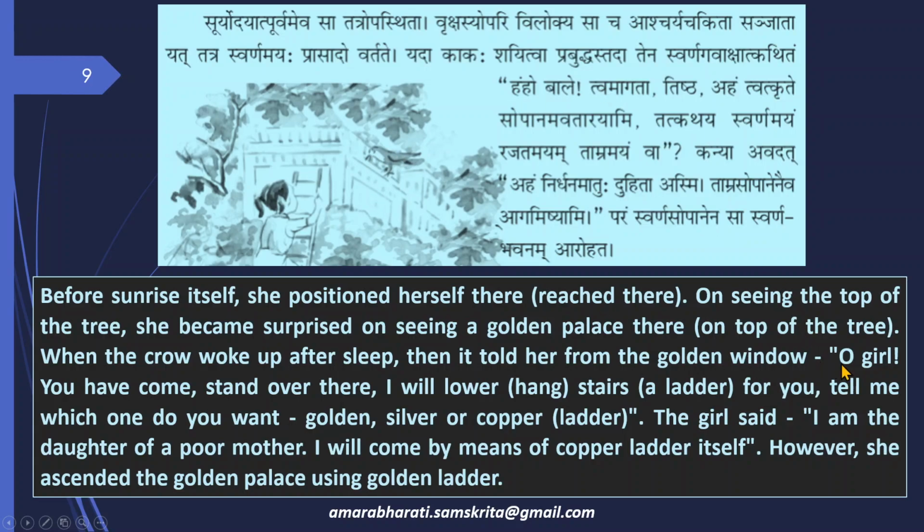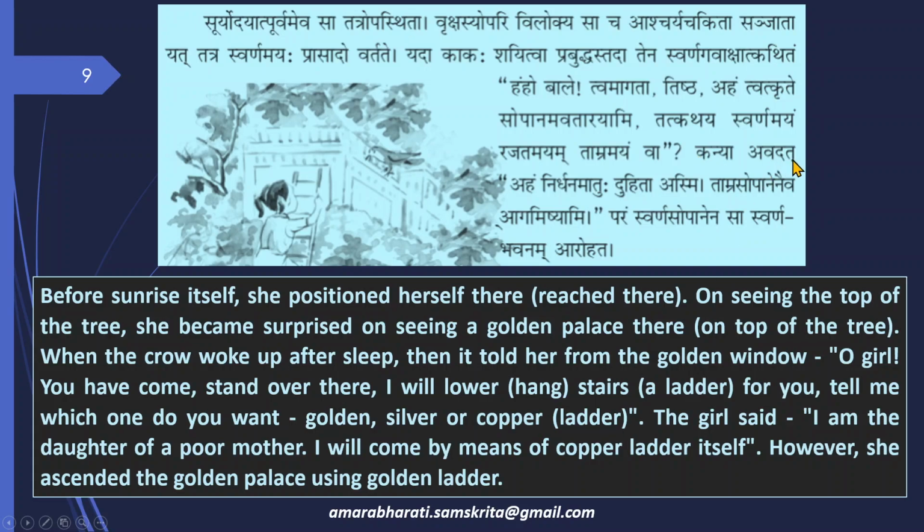Hamho Bale, O girl, tvam agata, you have come. Tishtha, stand over there. Aham tvatkrite sopanam avatarayami. I will lower or hang stairs or a ladder for you. Tat kathaya, tell me. Swarnamayam, rajatamayam, tamramayam va. Which one do you want? Golden, silver or copper ladder?